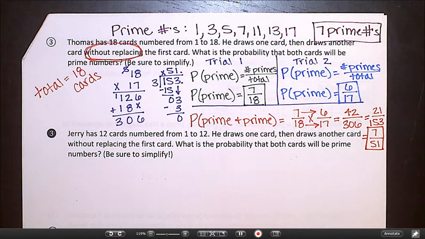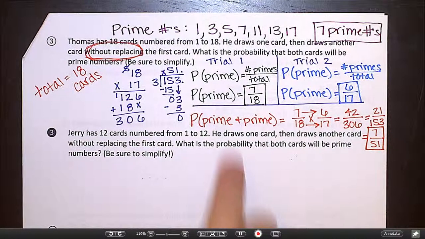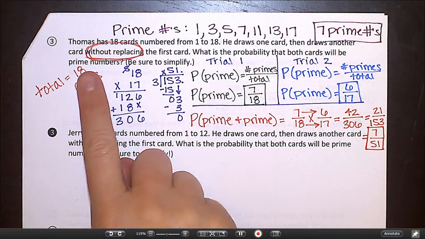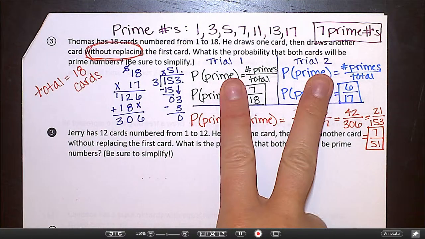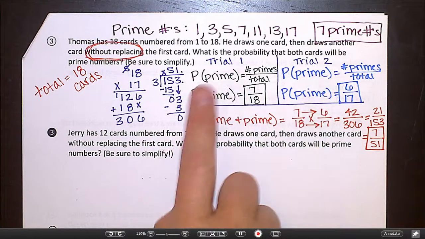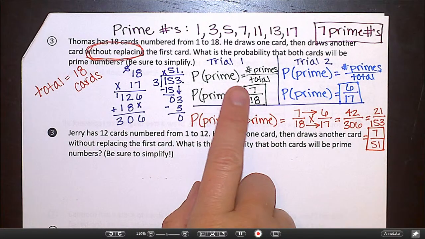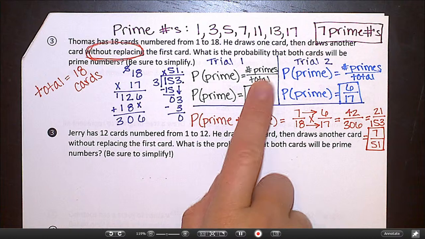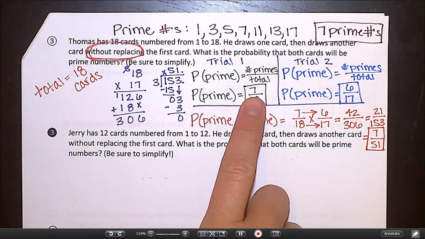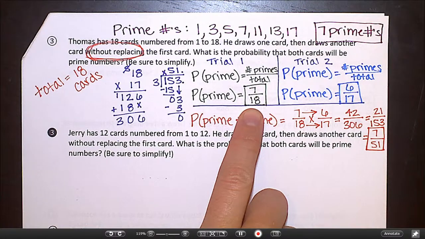So let's go back over what we did. This was kind of a long problem. We read the problem and we figured out that we wanted 2 cards that were prime numbers. So that's 2 trials. For trial 1, the probability of a prime number is the number of primes over the total, which was 7 primes over 18 total cards.